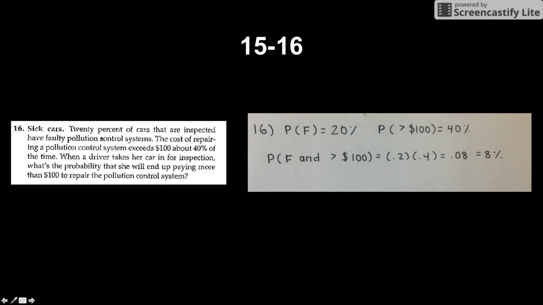The last problem asks about cars. So 20% of cars that are inspected have faulty pollution systems. Okay, so again, I start by just putting in these probabilities. 20% have faulty ones, and of those, if you do have faulty, there is a 40% chance that it's going to cost more than $100. So this wants to know that you're faulty and it costs more than $100. So I just take those two probabilities, I multiply them together, and you end up with 8%.